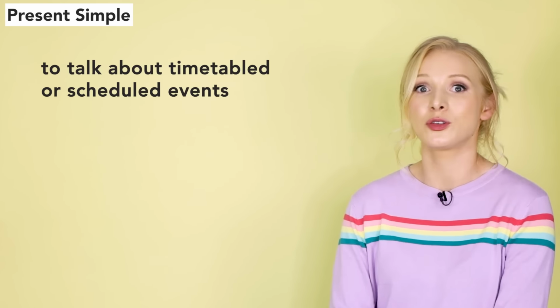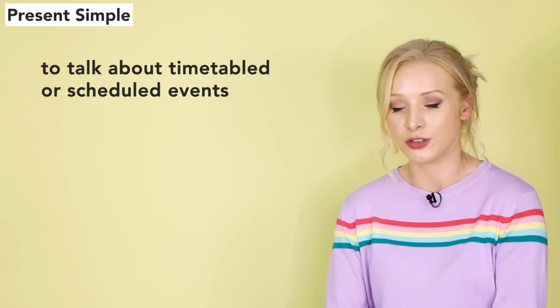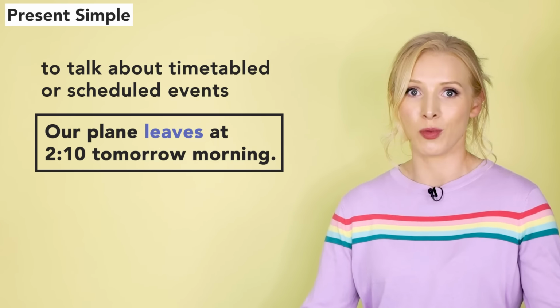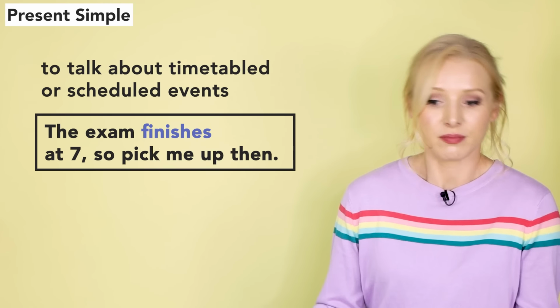And finally, I want to talk about the present simple. Another tense that rather confusingly we use to talk about the future. We use the present simple to talk about timetabled or scheduled events. Our plane leaves at 2:10 tomorrow morning. The exam finishes at 7, so pick me up then. Right, those are the 4 future tenses and some different ways we can talk about the future using other structures.